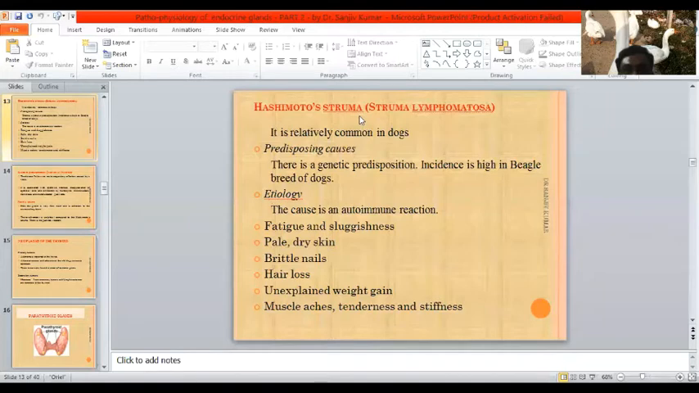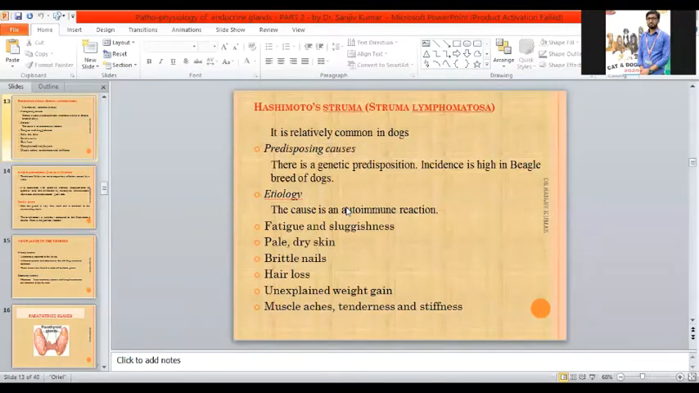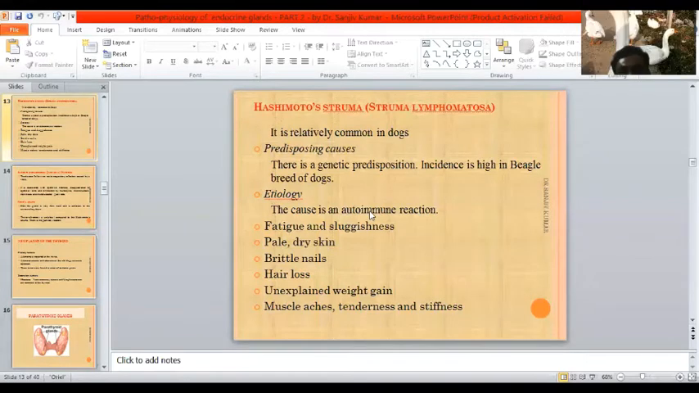So it is basically seen in beagle breed of dogs, and it is a case of autoimmune reaction. From objective point of view, you must remember this is a case of autoimmune reaction. This is usually asked in objective, an important objective about Hashimoto's disease. This is an autoimmune disease, and in this case there will be fatigue.